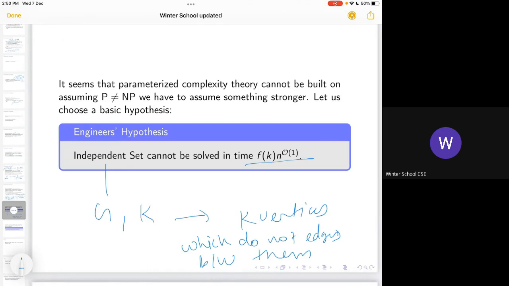When we talk about a function of k, we are talking about any exponential function, say k to the power k to the power k, any exponential in k. We don't care. But no function of k times polynomial in n should be possible. Okay, so this is what we will assume, and we will show that certain problems are as hard as the independent set problem.